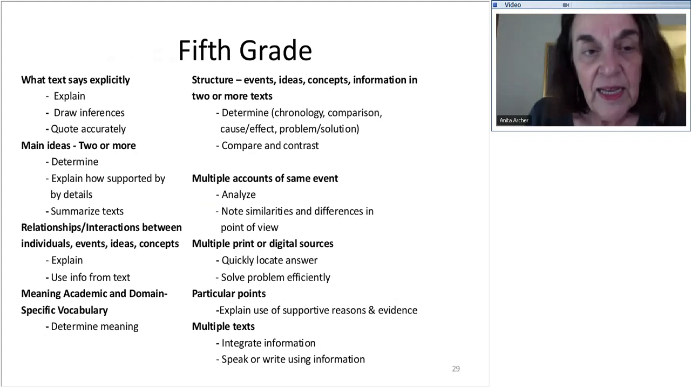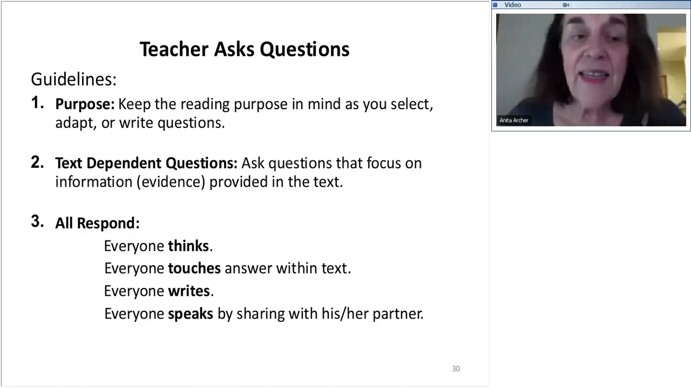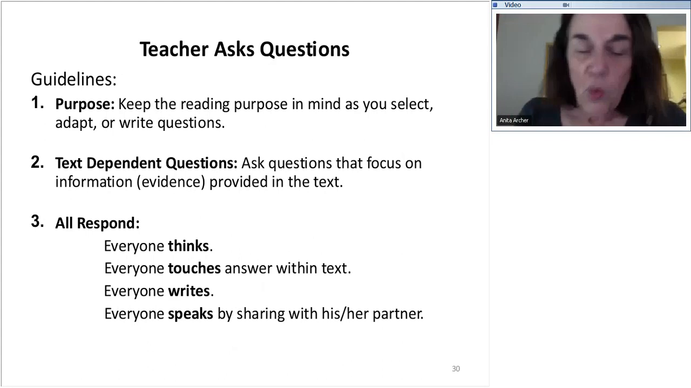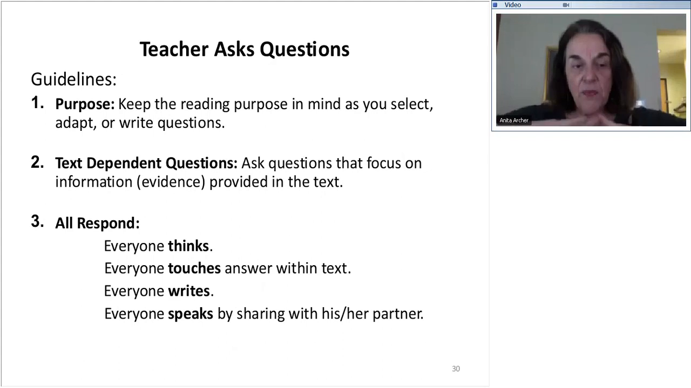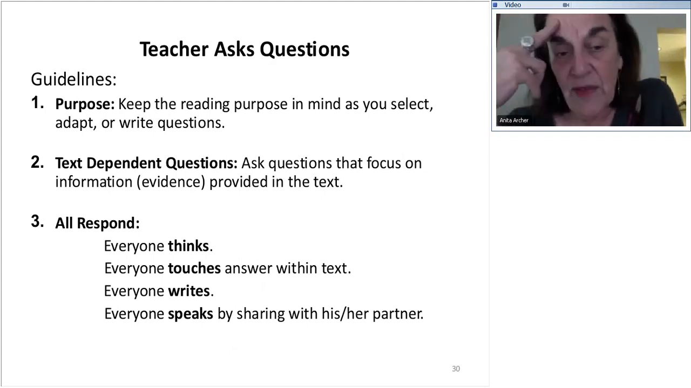Well, what else do we need to talk about in terms of questions? Here's the guidelines that, again, let's get it down so we can remember it. What are the essential guidelines if I'm going to have you read something, stop and ask questions? Well, maybe I have a purpose in mind.